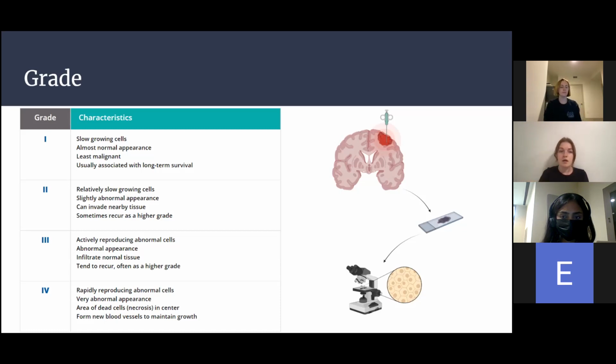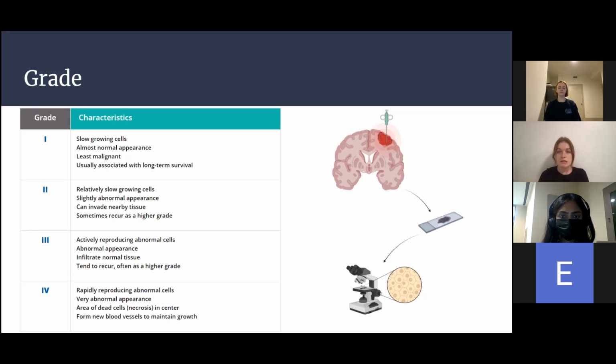And then finally, you have grade 4, which are rapidly reproducing abnormal cells and a very abnormal appearance. So this is the most serious type of grade you can have. These are very dangerous tumors and usually aren't associated with a high survival rate. These tumors are also distinctive because they have an area of dead cells in the center. This is called necrosis, or when cells die. These tumors also form new blood vessels within them to maintain tumor growth. So you'll have a distinctive area of the brain that has its own blood vessels and a dead part in the middle, and that's a grade 4 tumor.